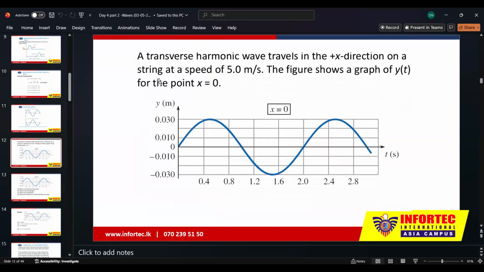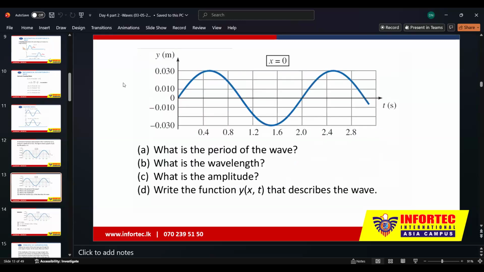Lambda we can find. Then this is mentioned: a transverse harmonic wave travels in the x direction at a speed of 5 m s^-1. The figure shows the graph of y versus time for the point x equals 0. From this graph, we can find the period of the wave. This is time. Then what is the period?